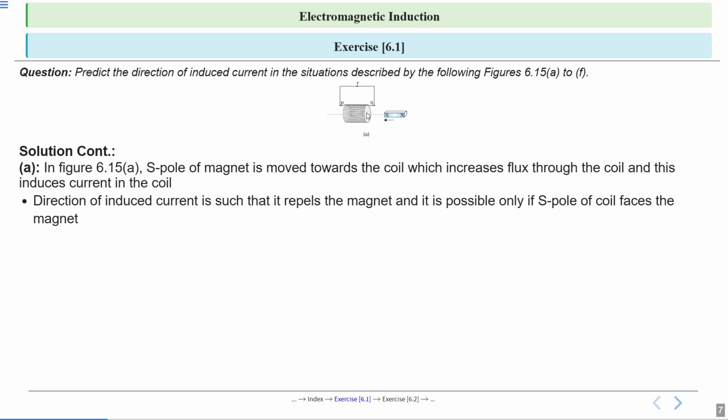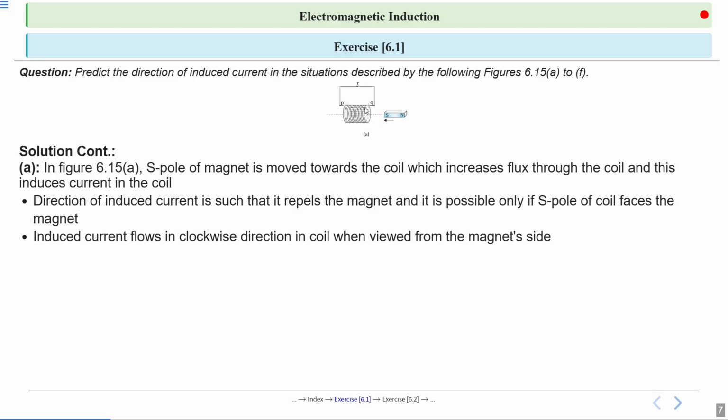Okay, so what is the direction of current for the south pole? Clockwise. So like this, clockwise. So induced current flows in the clockwise direction in the coil when viewed from the magnet side, not from the side away from the magnet. From the magnet side, the direction of the current will be clockwise and south pole will be generated. Thus the direction of induced current is like this, Q R P Q. Got it?